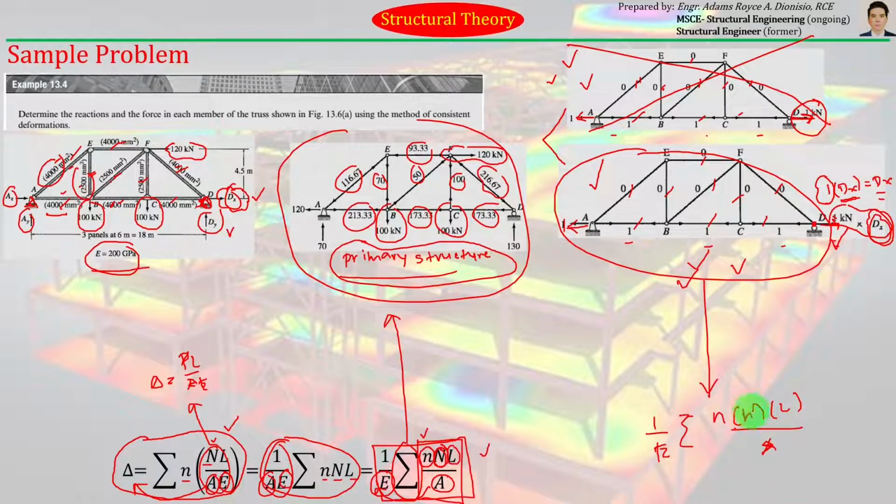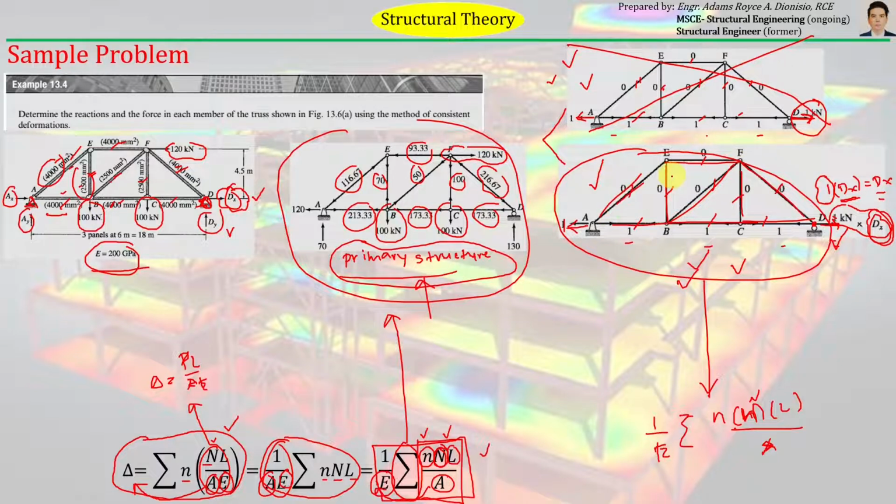So why is that? Why have we changed capital N to small n? The reason is very simple. Capital N pertains to the primary structure. For this structure loaded by the redundant, small n pertains to the axial forces acting on this structure loaded by the redundant. And as I mentioned a while ago, the axial forces acting here are just the same as this axial forces acting on this structure loaded by a unit load.